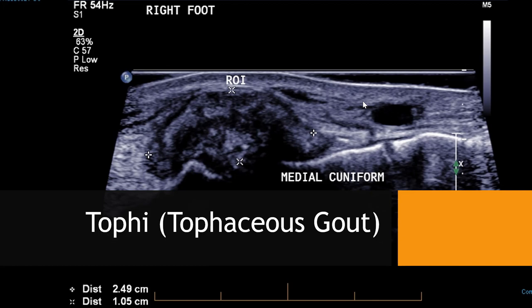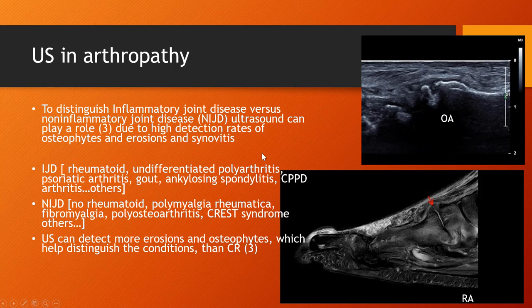Tophaceous gout is easier to pick. This is a tophaceous gout affecting the medial cuneiform and its articular surface. Ultrasound, apart from gout, can be used to distinguish inflammatory joint disease. This is a large topic. I'll only just touch on it and then we're about to finish.